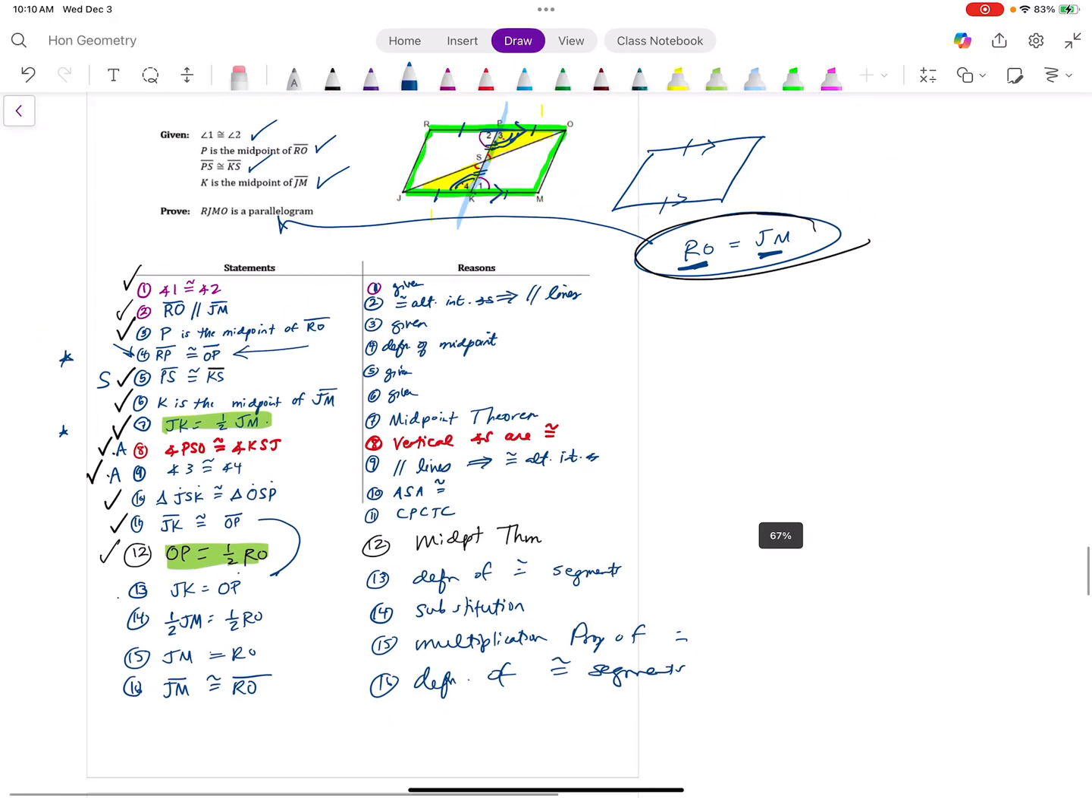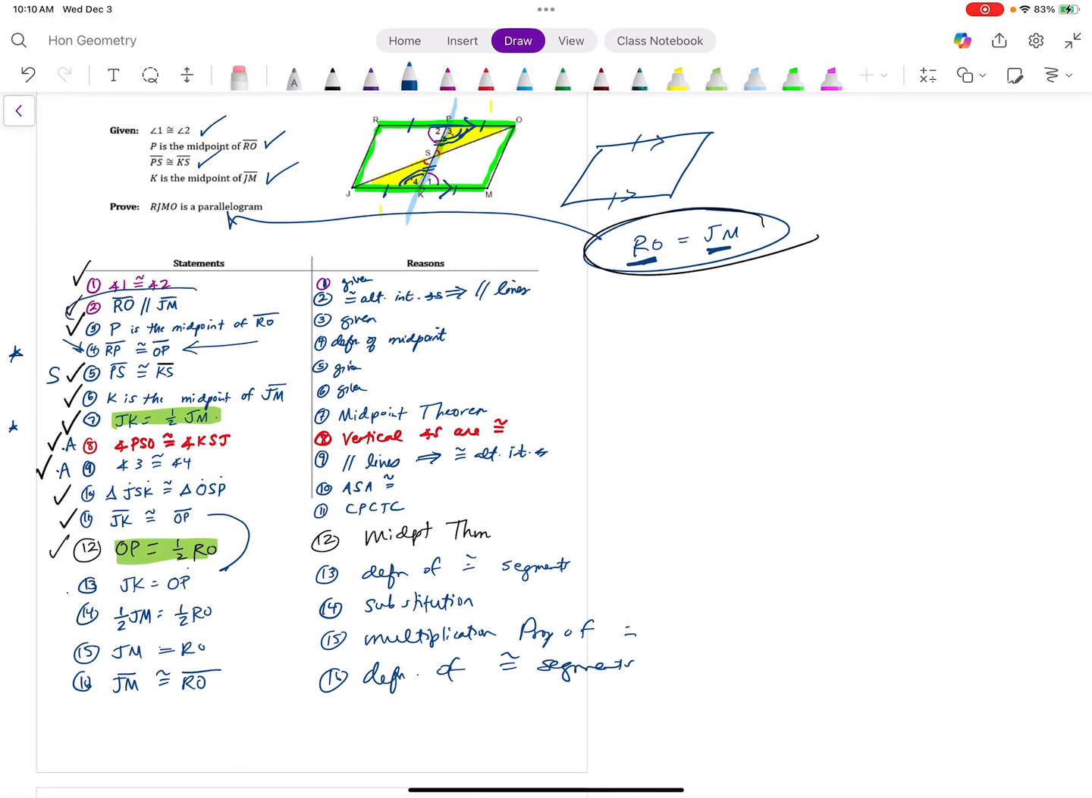And then, let's see if I've got it. Here's where I said RO and JM were parallel. Here's where I said they're congruent. Now I can say that, what is it called? RJMO is a parallelogram.